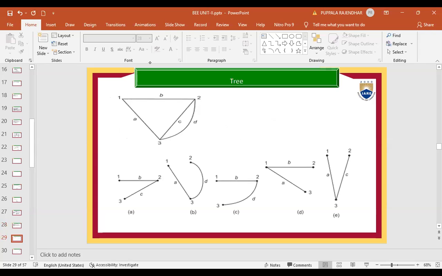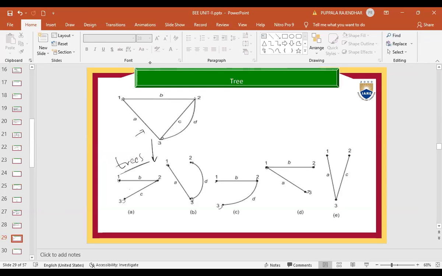Look here, this is the main graph. How many nodes do we have in the main graph? 1, 2, 3. And these subgraphs have all the nodes, the same number of nodes as here. And is there any closed path in the subgraph? No closed path. So we can call them trees.